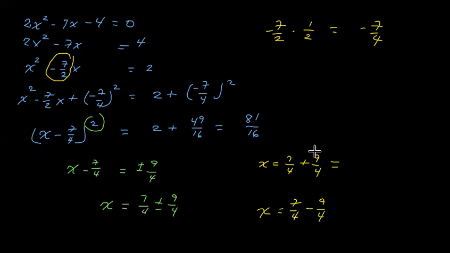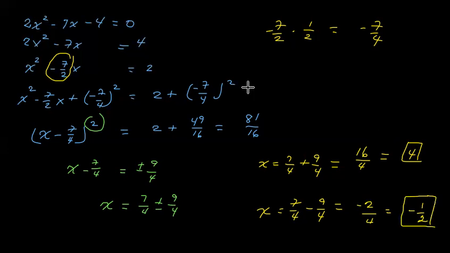So let's solve the first one first. 7 plus 9 is 16 over 4, which is equal to 4. So one solution is 4. Right here, this is 7 minus 9, which is minus 2 over 4. And this is minus 1/2. These are our solutions. So this is the third method I've used to solve this problem. All the solutions are the same, right?